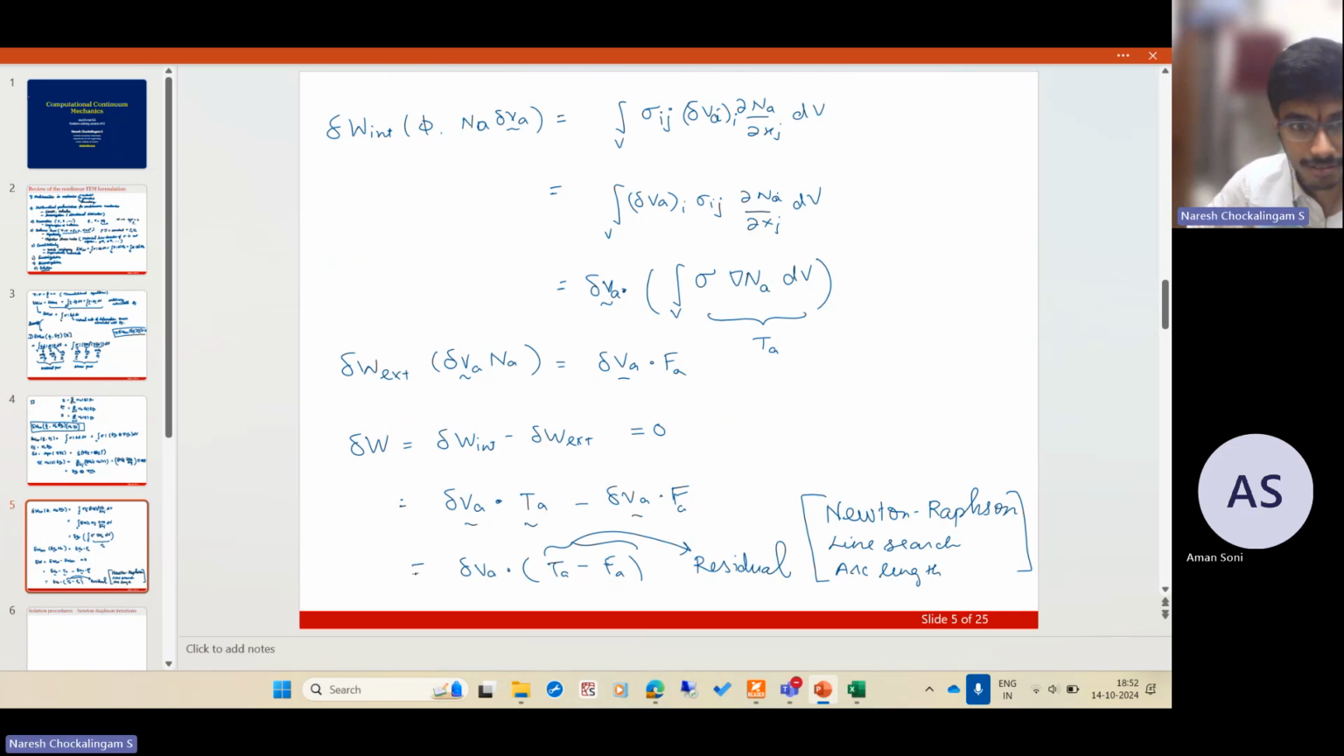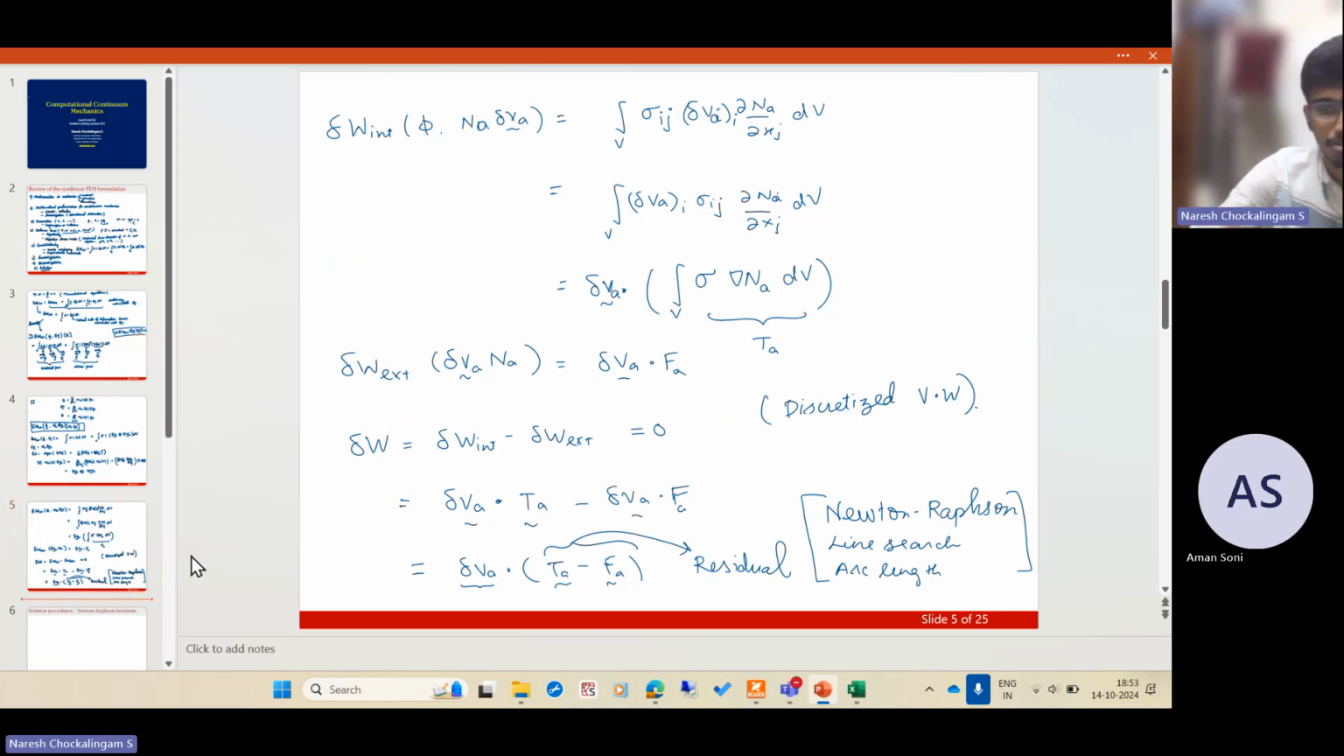Okay, so this is fine, right? So this is what we want to force. So del W should be 0 for arbitrary admissible virtual velocity field. There's nothing special about it. So we can take this as 1, 0, 0, 0, 1, 0, and so on. And essentially, it will result in TA minus FA equal to 0 for all the components of this vector TA and FA. So this is the discretized virtual work expression, right?